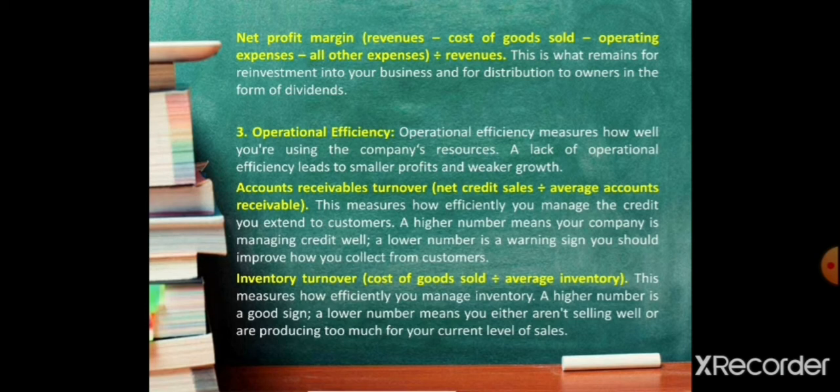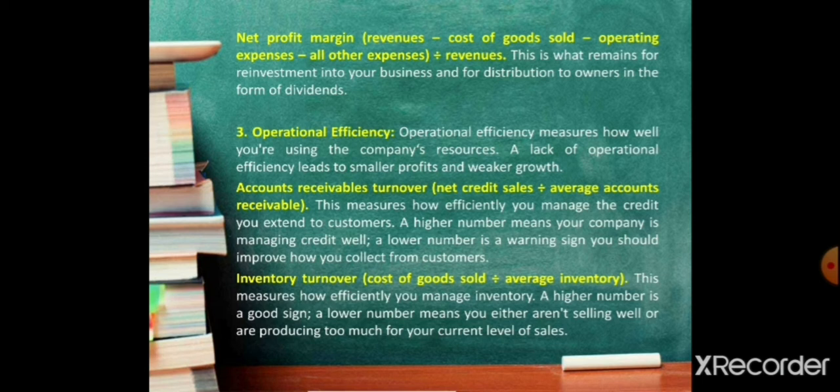Accounts receivable turnover is calculated as net credit sales divided by average accounts receivable. This measures how efficiently the business manages the credit extended to customers. A higher number means the company is managing credit well. A lower number is a warning sign that the company should improve how it collects from customers.